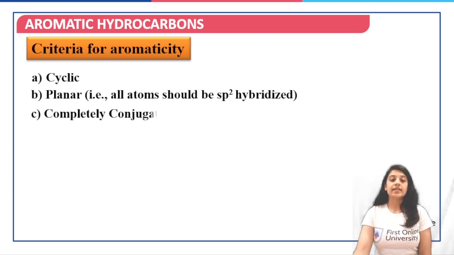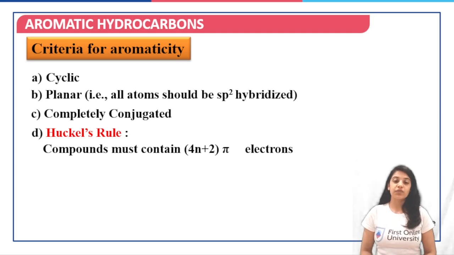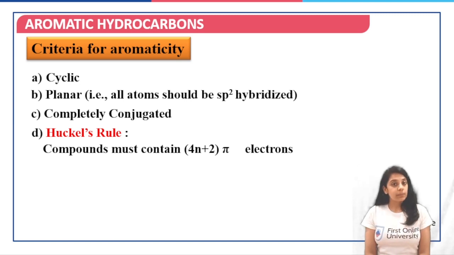The third condition is that the system should be completely conjugated. Means there should be alternate single and double bonds present in the cyclic planar molecule. The fourth condition is that Huckel's rule, that is the 4n plus 2 pi electron rule, should be satisfied. Now, what does this mean? If I put n equal to 1, I will get 4 into 1 plus 2, that is 6 pi electrons. These are present in benzene. Benzene has 6 pi electrons, and therefore, also it is cyclic, it is planar, and it is completely conjugated. So, benzene is an aromatic compound.